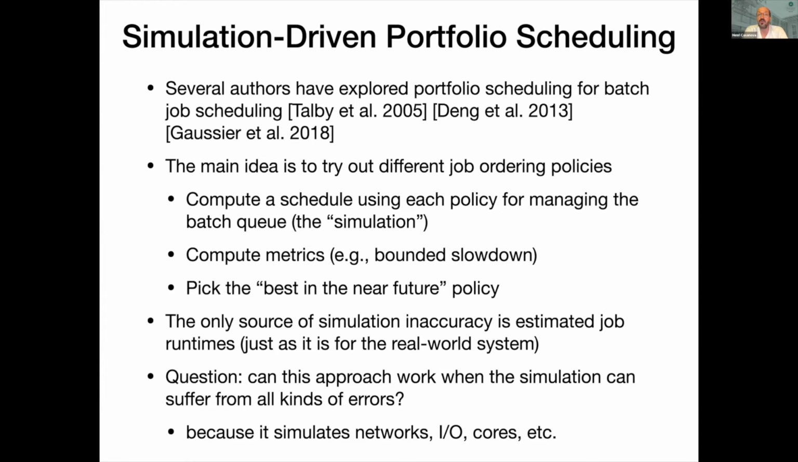And that's what's called, in quotes, the simulation. It's not quite a simulation, it's just a deterministic computation of a Gantt chart based on the content of the batch queue using some job ordering policy. And then we compute a metric like the bounded slowdown, and then we can pick the best in the near future. So overall, it's the same idea, the idea of using simulation at runtime to see what the future may hold and make enlightened decisions.